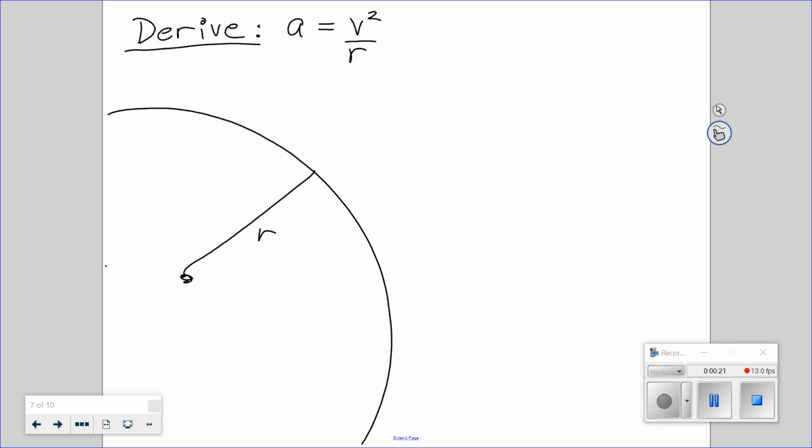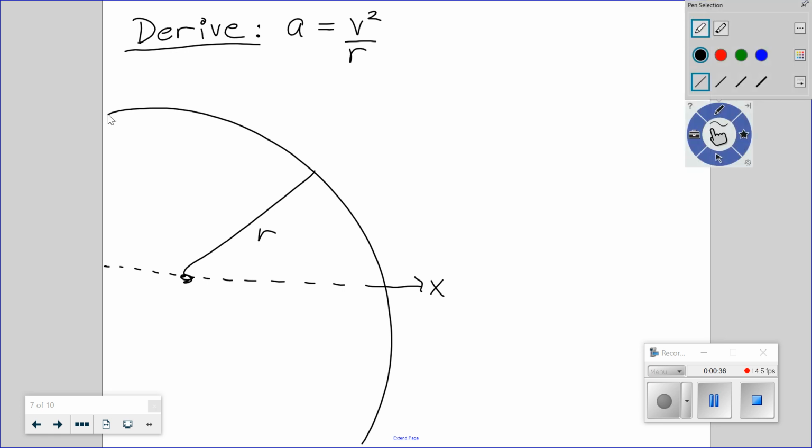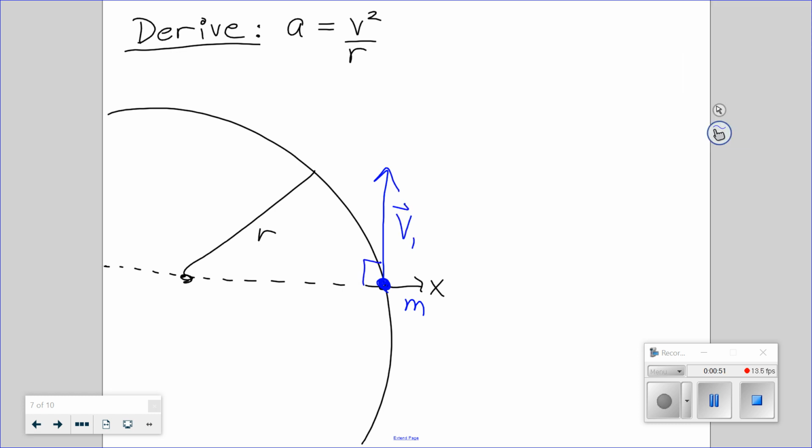I'm going to try to envision the x-axis a little bit. Okay, but it's better to use the radial axis. Radially inward is positive, radially outward is negative. Okay, because we have an object of mass m. We're going to start it, for somewhat helpful reasons, on the x-axis, and our velocity, we're going to call that v1. There's our starting velocity.